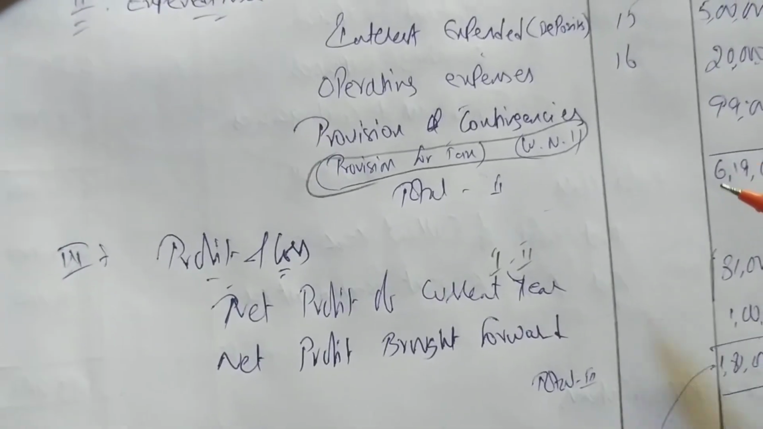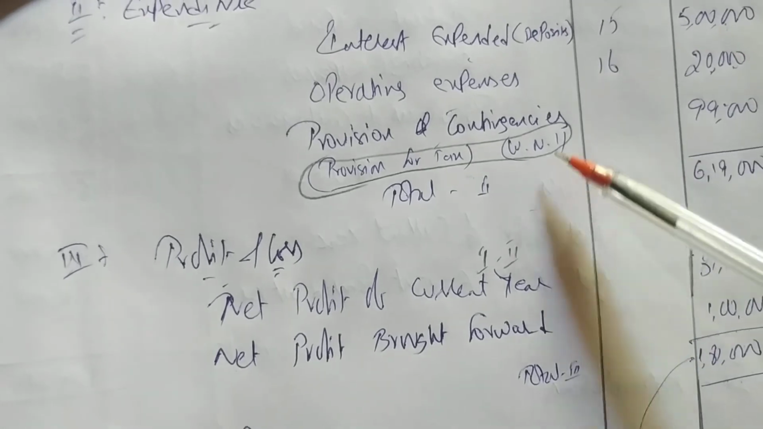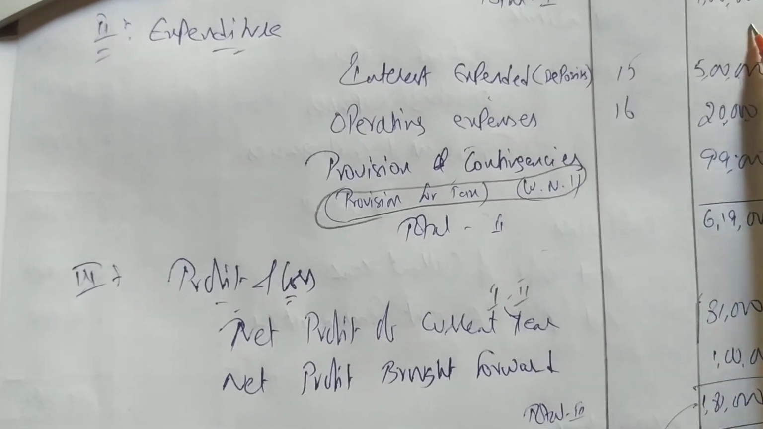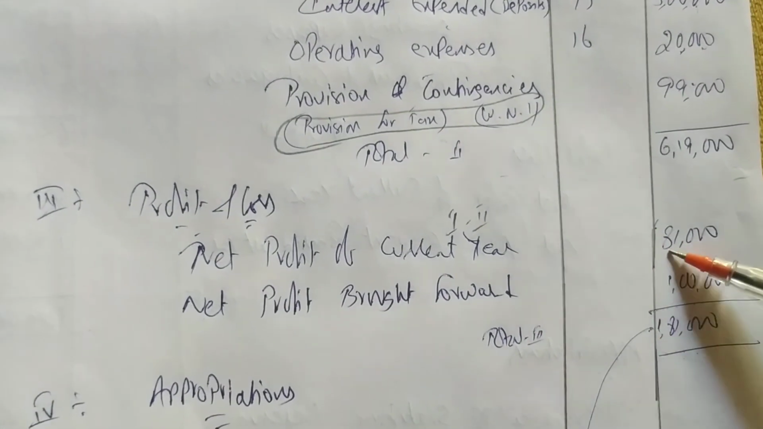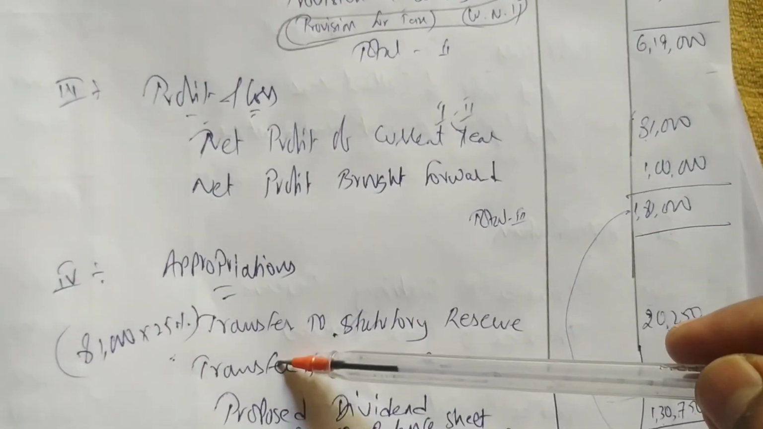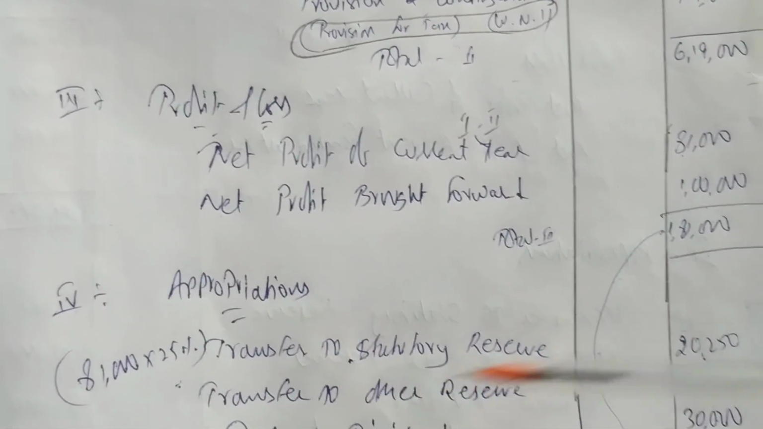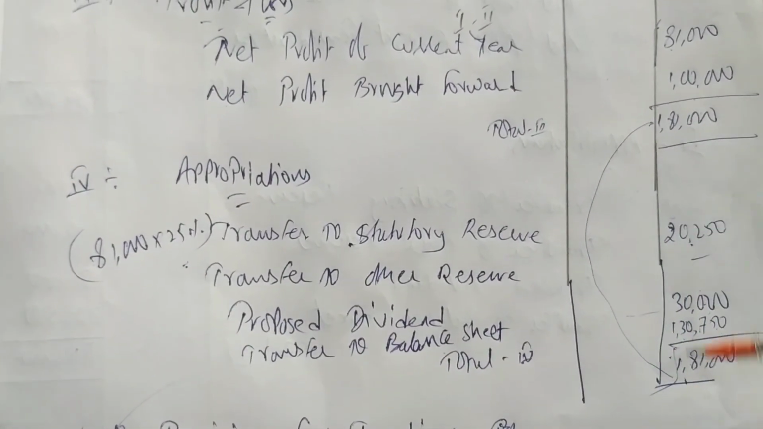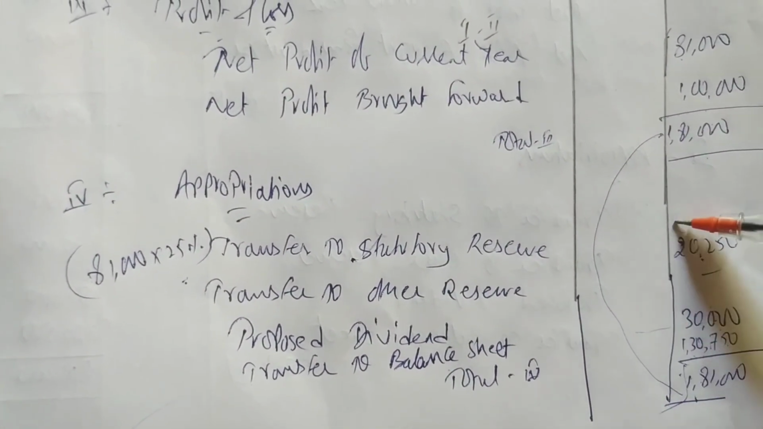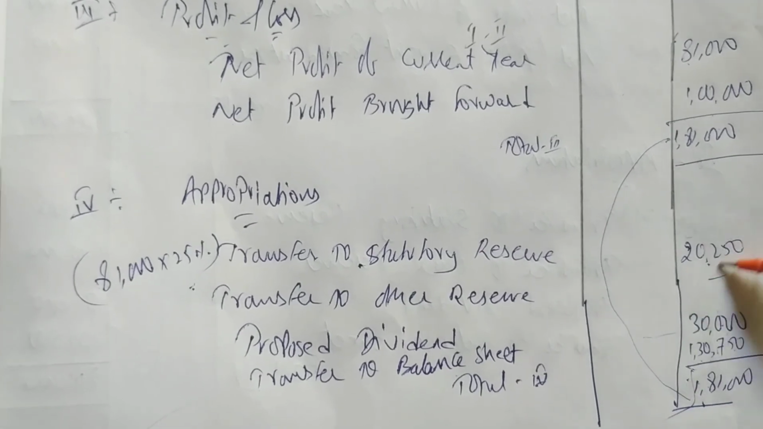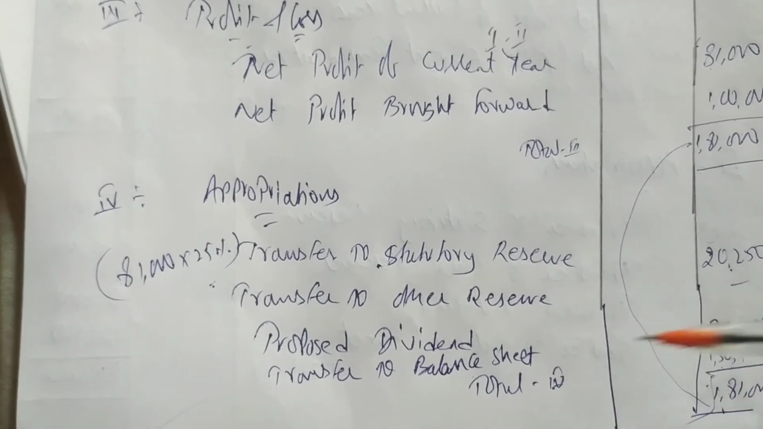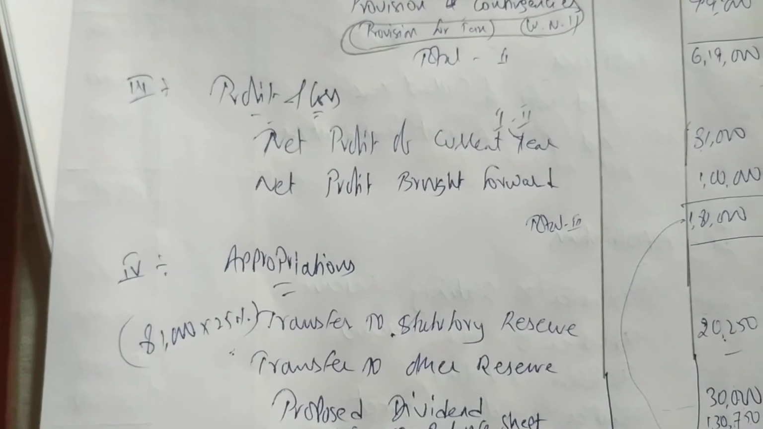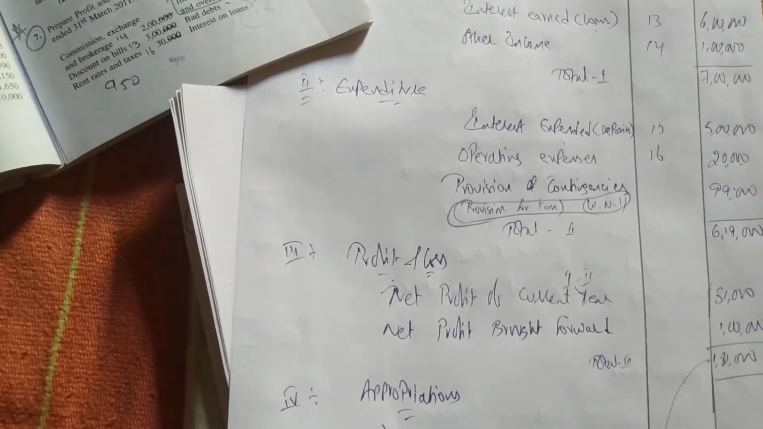Okay, 99,000. So you will get total expenditure is 6 lakh 19 and income is 7 lakhs. 7 lakhs minus 6 lakh 19, you are getting 81,000. On this 81,000 transfer to statutory reserve 25%, you get 20,250. At the same total again in Roman number 4, 1 lakh 81. From 1 lakh 81 deduct 20,250 and 30,000. You get 1,30,750, that is transferred to balance sheet. Okay, so copy this in your notes and we'll do further problems.